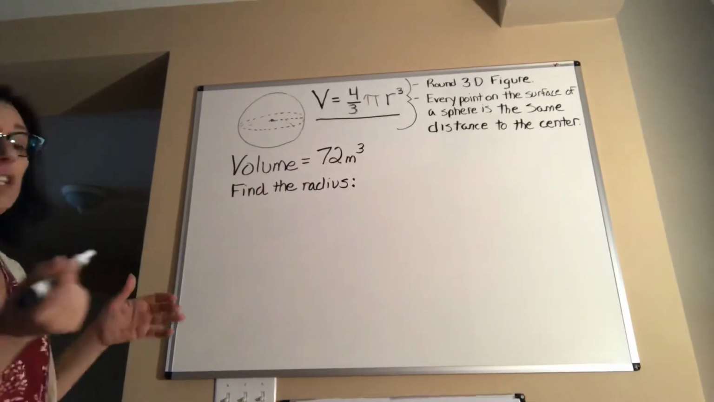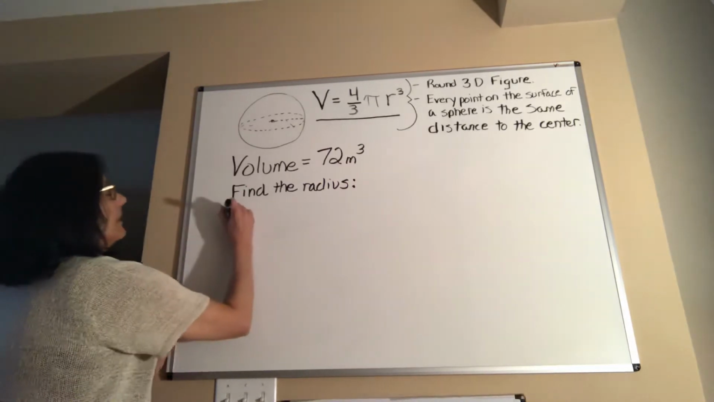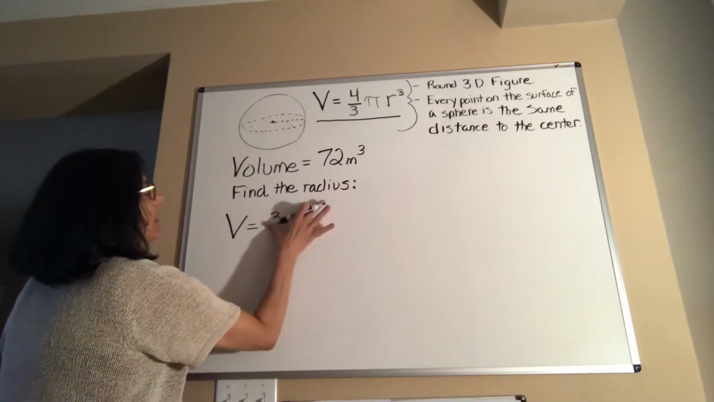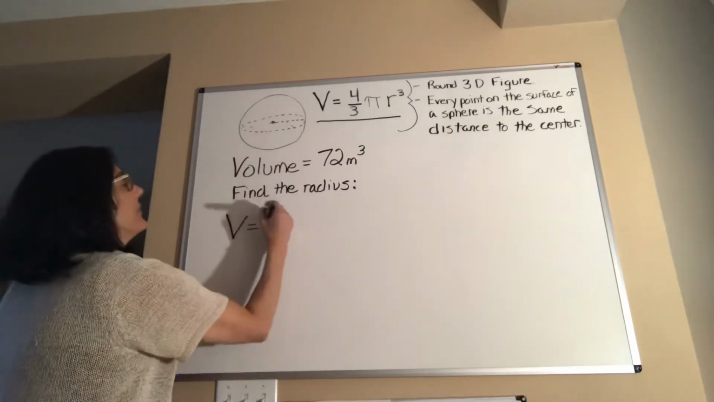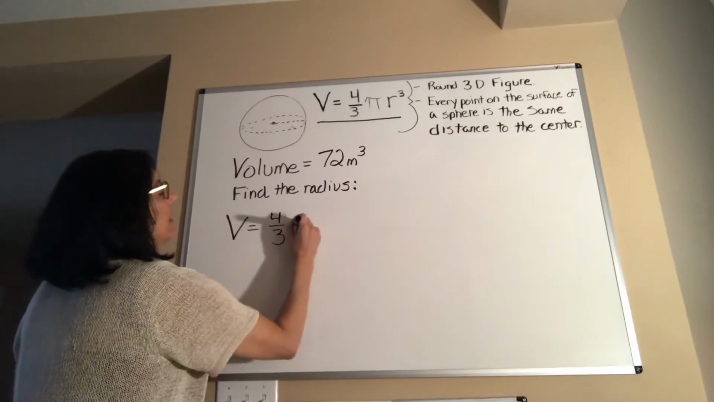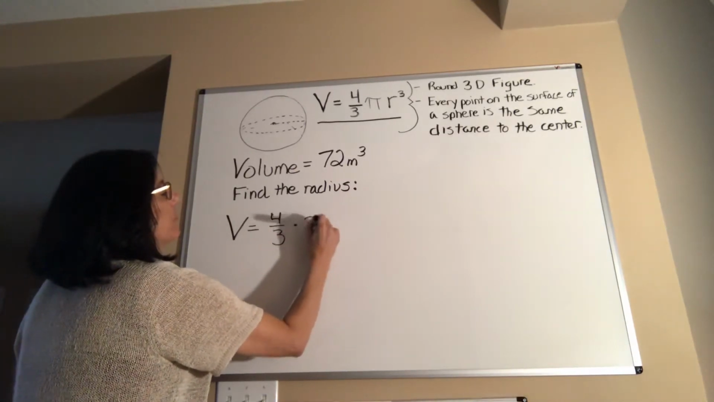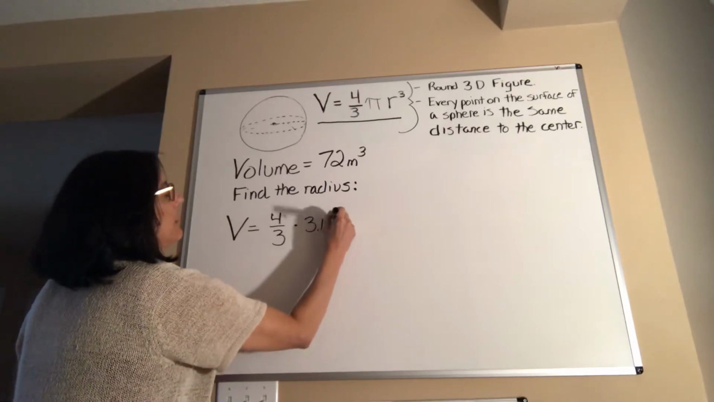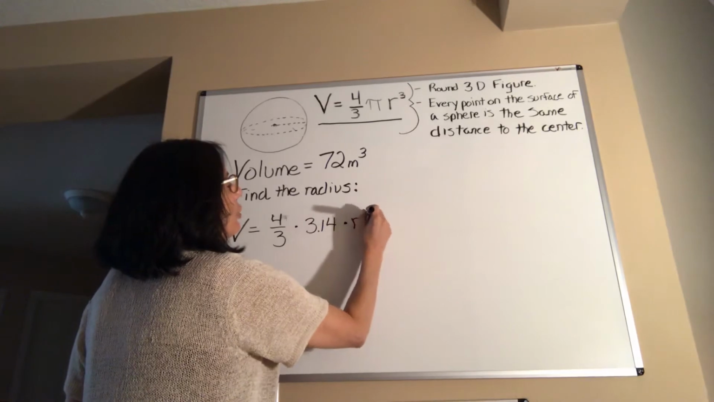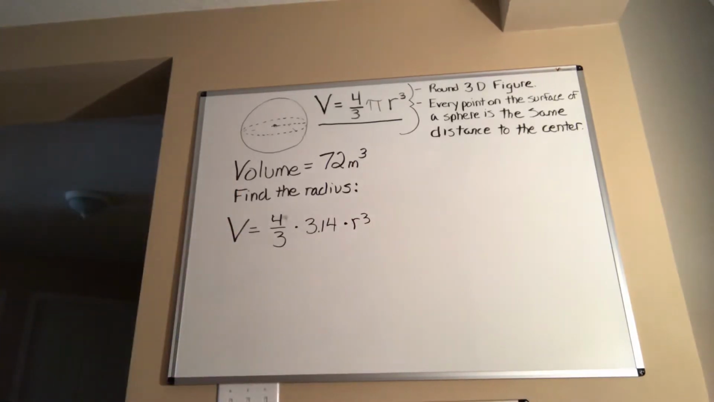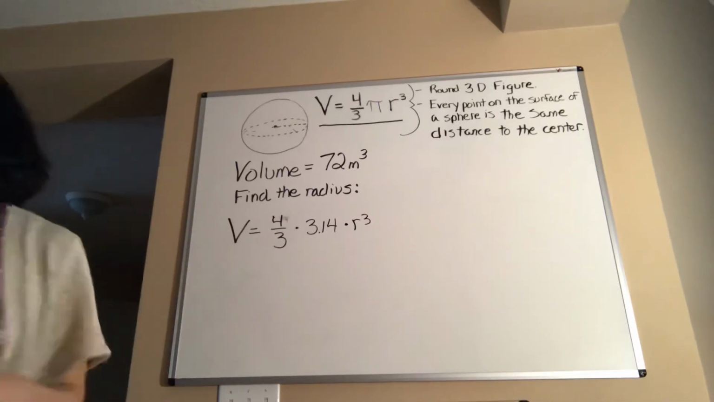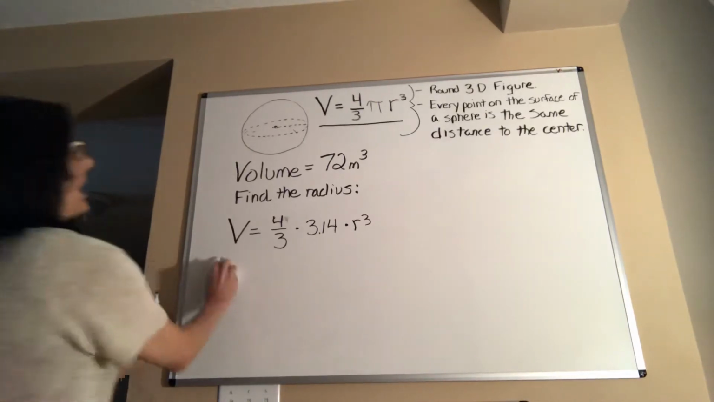All right, you're going to use the formula. Volume equals... the right formula, Miss Miller. 4/3 times 3.14 times r cubed. All right, we don't know what our radius is, but we do know what our volume is. So we're going to fill that in.